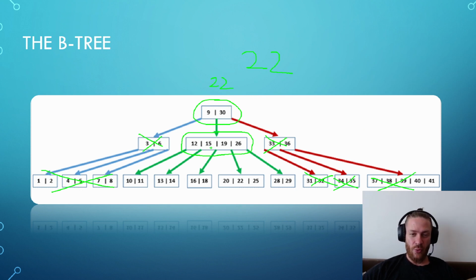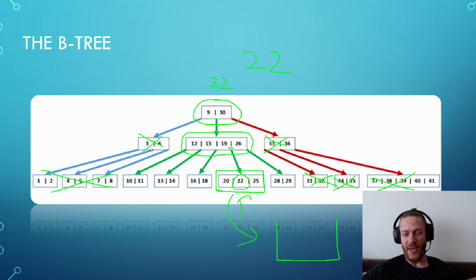Then, when we see the number 22, we compare it to 12, 15, 19, and 26. We can see that 22 is between 19 and 26, so 22 should be in this node. And when we go to this node, we see that 22 is here. This particular entry could lead to the actual table data. It may refer to the primary key.